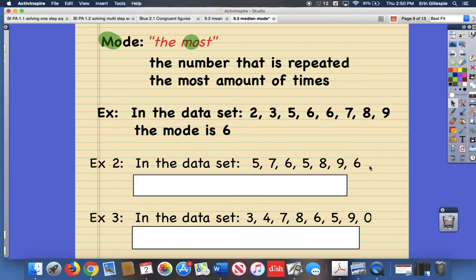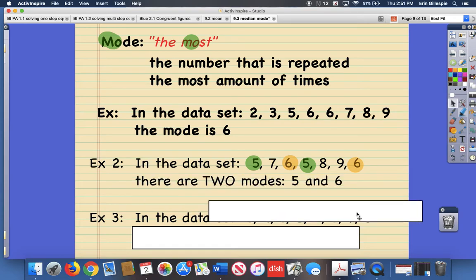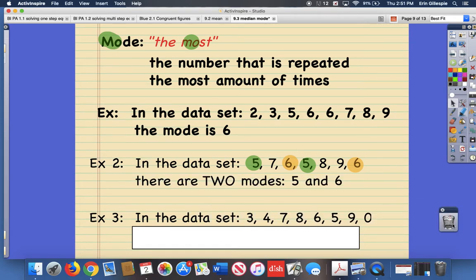So, what do we think? Hopefully you saw that there's two 5s and two 6s. Since they both repeat the most amount of times, they're tied basically, that means they are both the mode. So the mode is both 5 and 6. Take a look at example 3.